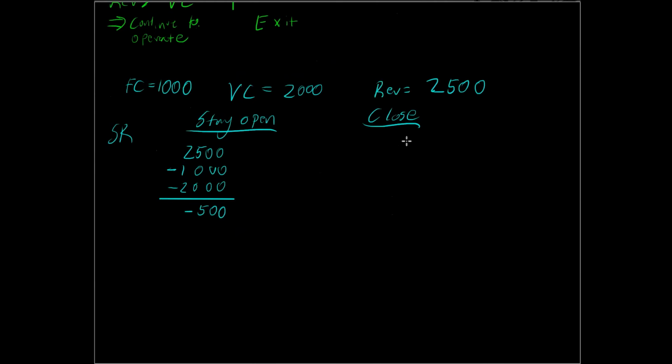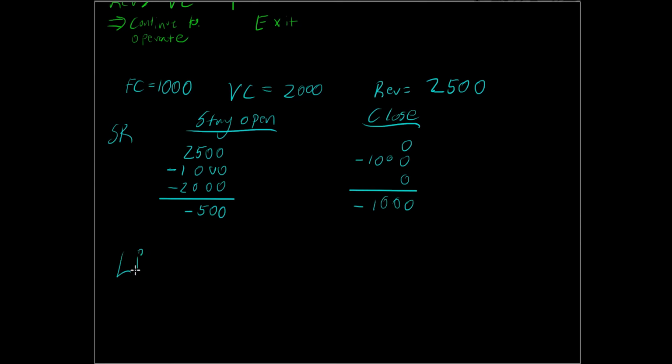If they close, their revenue goes to zero. They still have to pay their fixed costs of 1,000, but they don't have to pay their variable costs because they sent all their workers home, zero. Once we sum all that up, we end up with negative 1,000. So for this firm, because their revenues are greater than variable costs, staying open and operating at a loss is actually loss minimizing. So that's what determines the shutdown point for a firm in the short run.